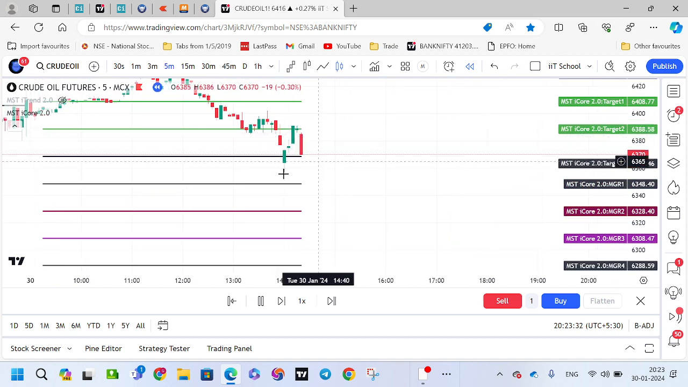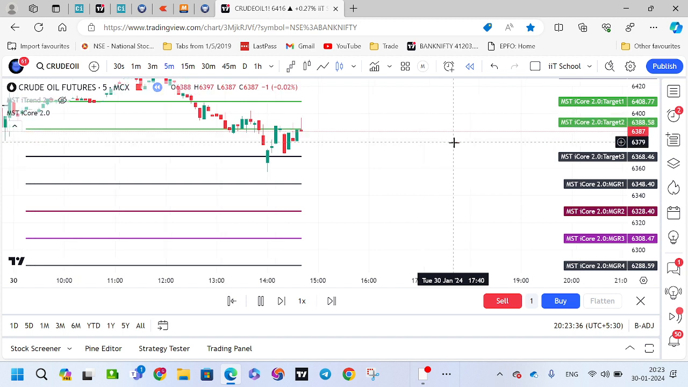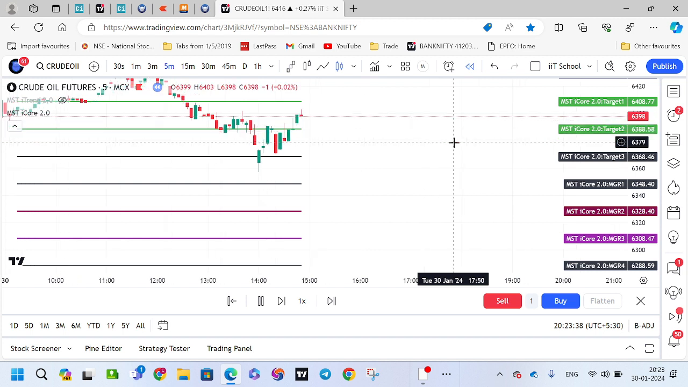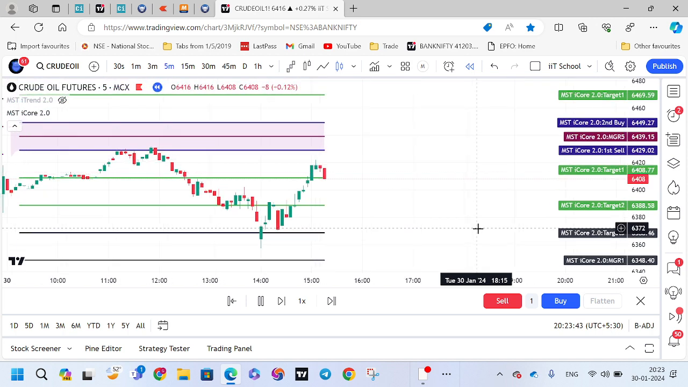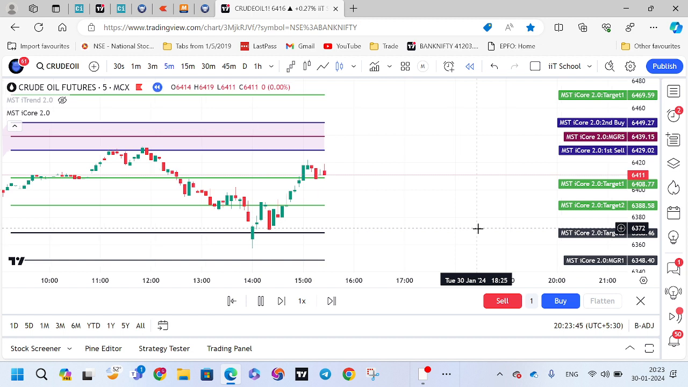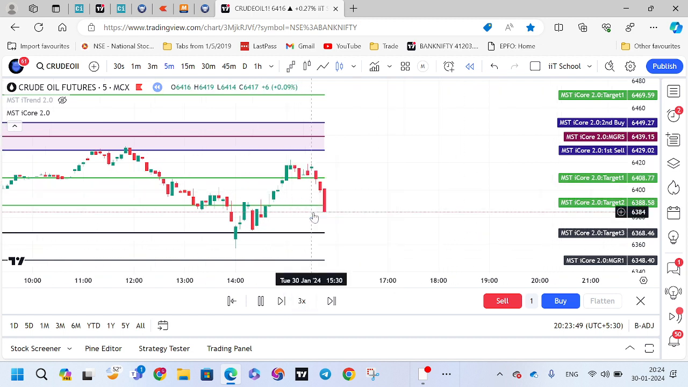Second target hit and third target also hit. That's all. This is where our trading got over, and if you are waiting for some more targets, you can do that also. I will just increase the speed of the market to save your time.